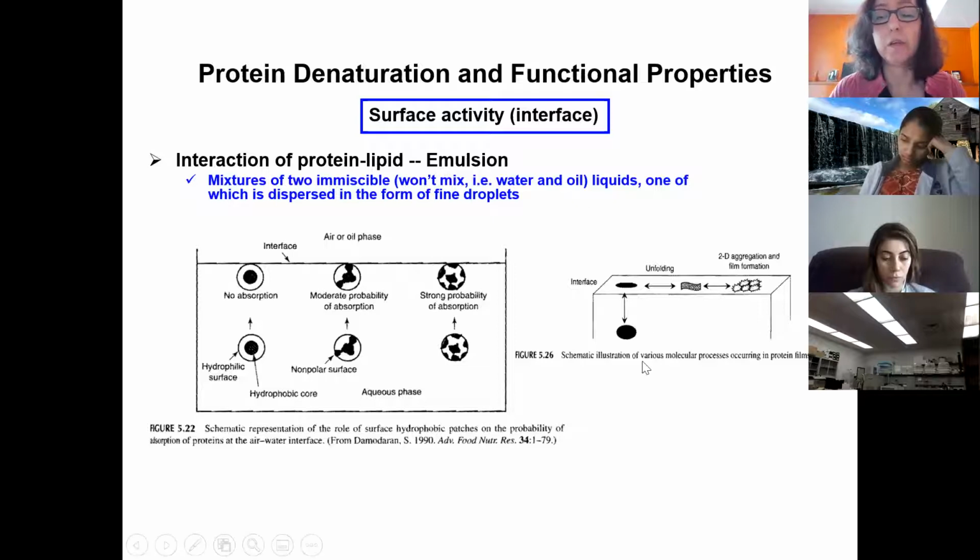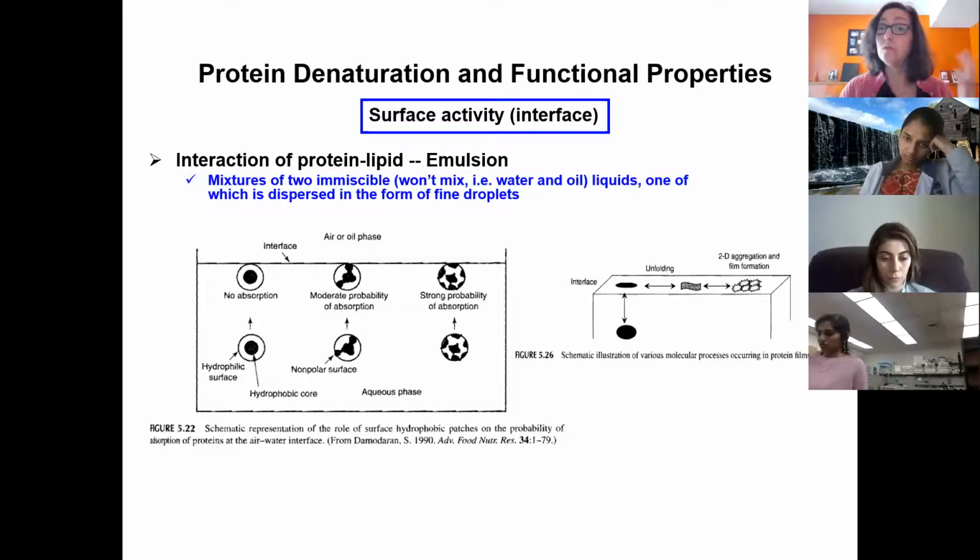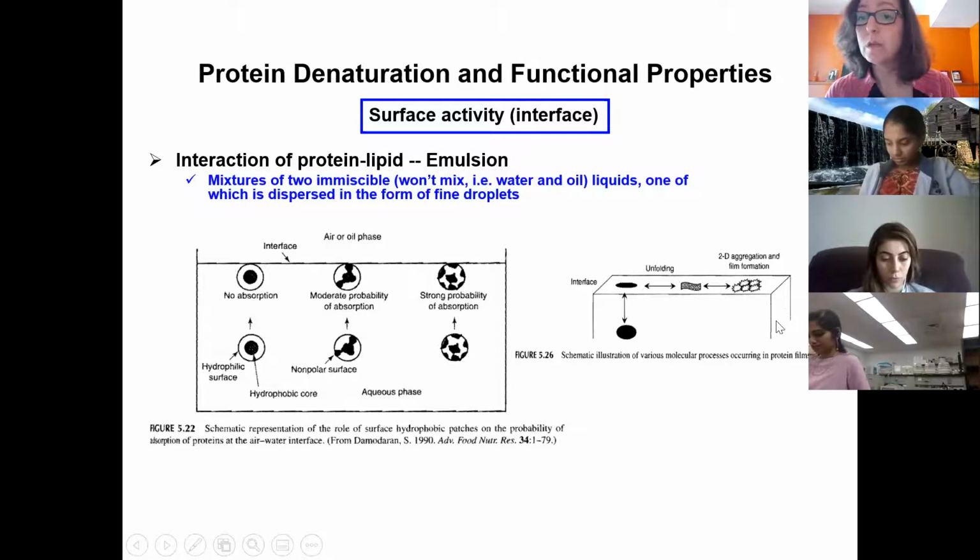So this diagram here illustrates what happens when we get a dispersed system in the presence of protein. You have the ability of the protein to move to the interface and unfold due to the work we're putting in. Upon unfolding, it's going to form the film, which is basically protein-protein interactions around your droplet, whether it is an oil droplet, water droplet, or air bubble.